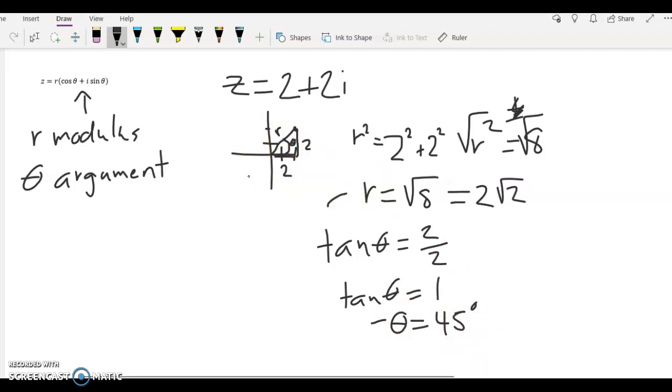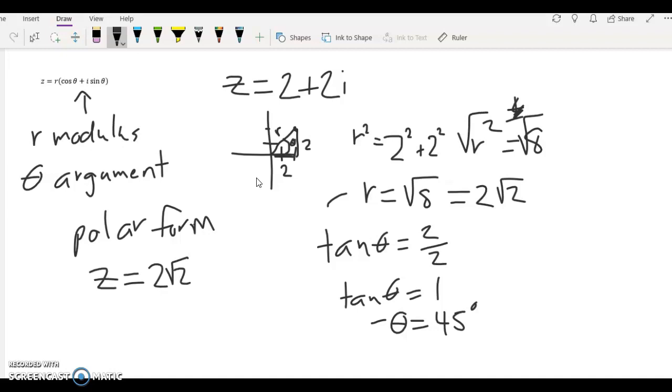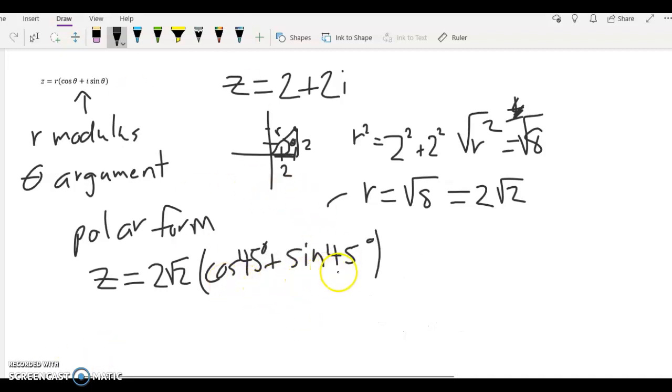So it's very important to start with that picture. So now I can write my complex number in polar form or in parametric and trigonometric form as z is equal to r, which was 2 square roots of 2, times cosine of 45 degrees, plus i times the sine of 45 degrees, which I've put on the screen. So this would be our answer.